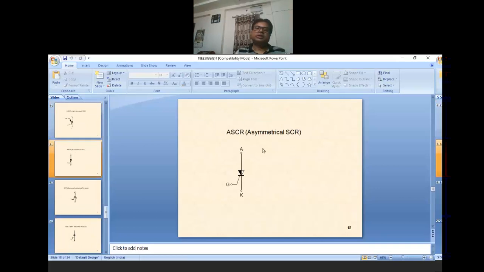The other one is asymmetrical SCR, ASCR. Again, it is a modified version of the conventional SCR, in which, in the same inner layers of PNPN junction, the doping will be different in different regions of the same layer. That is why it is called asymmetrical SCR.